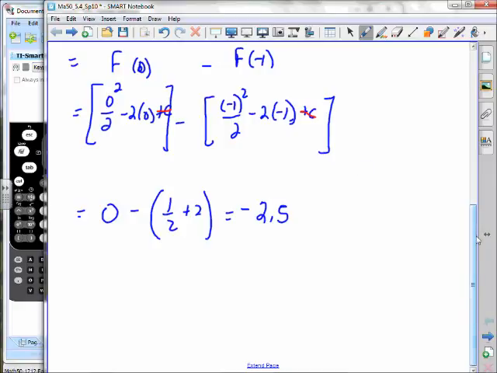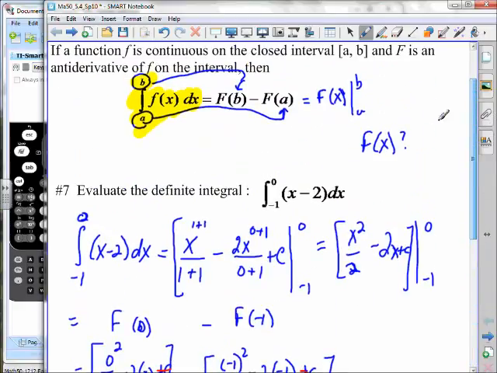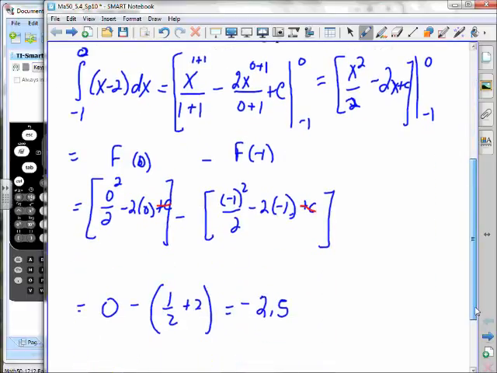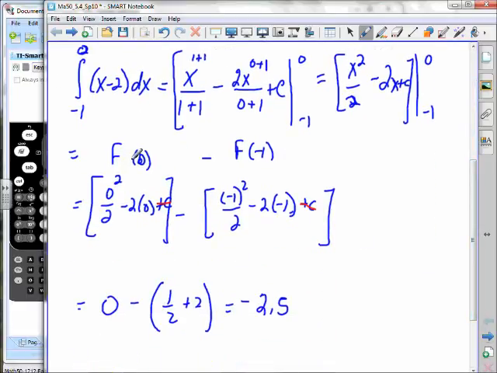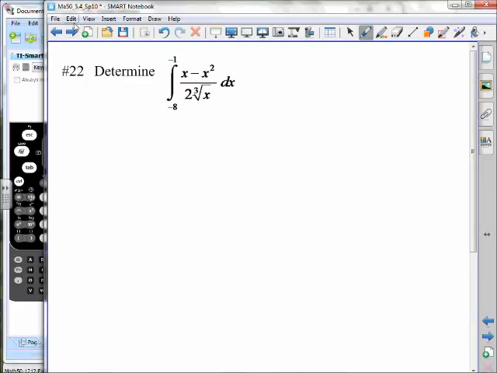Okay, what do we do? Well, we first found the antiderivative with the rules that we know from section 5.1. We then use the upper bounds and the lower bounds. We put those in and we evaluate. That's all there is to it. A lot simpler than finding the limit of the summation of the areas of rectangles. Okay, let's try this one.